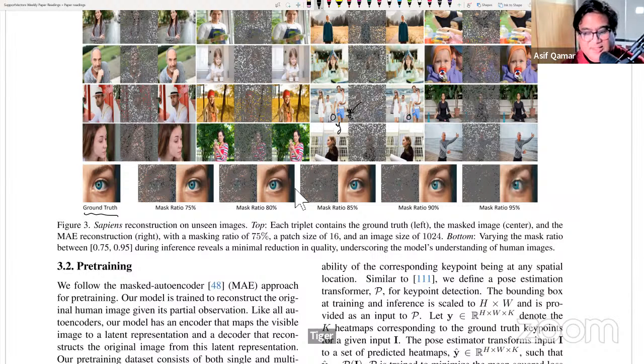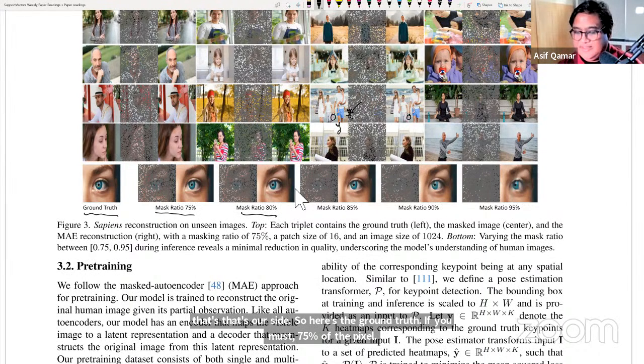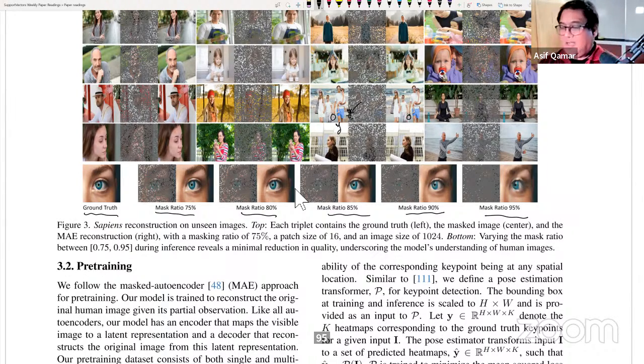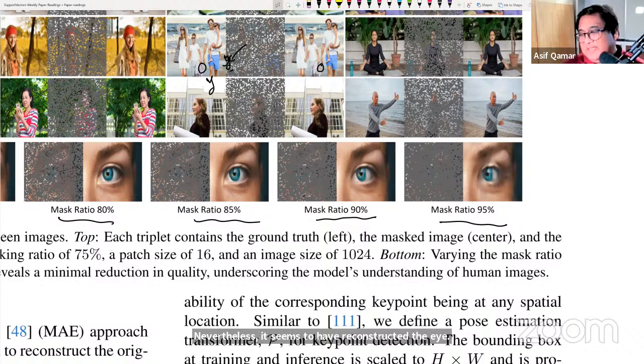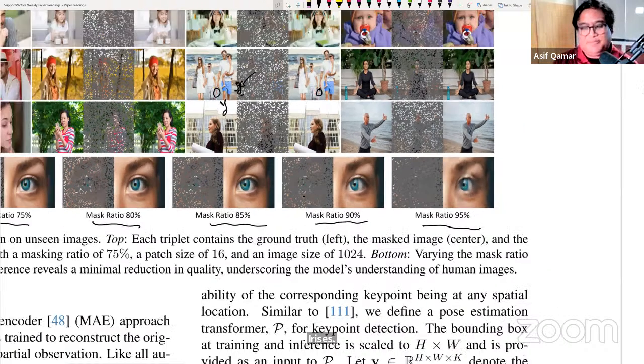So here's the ground truth. If you mask 75% of the pixels, you notice this mask ratio of 80%, 85%, 90%, 95%. By the time you get to 95% masking, tell me if you can make anything at all out of this masked image. Nevertheless, it seems to have reconstructed the eye, one would say impressively well, considering that most of the eye and the iris is masked. So it is quite impressive, actually.